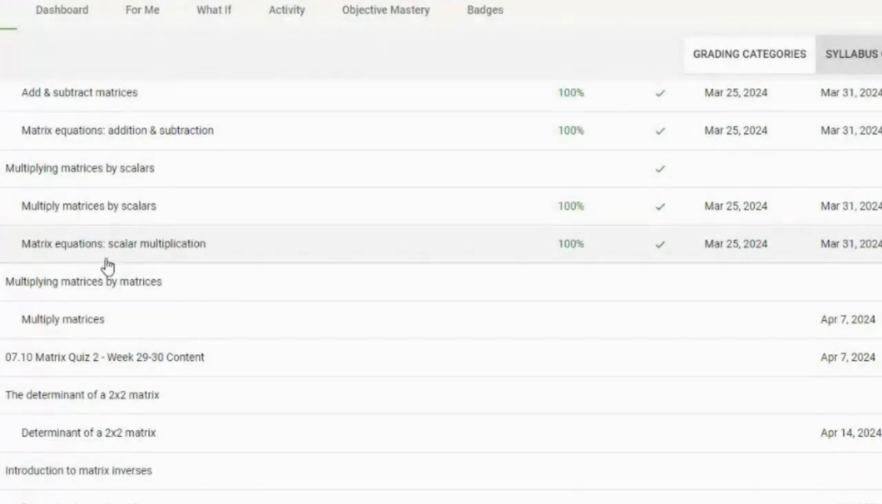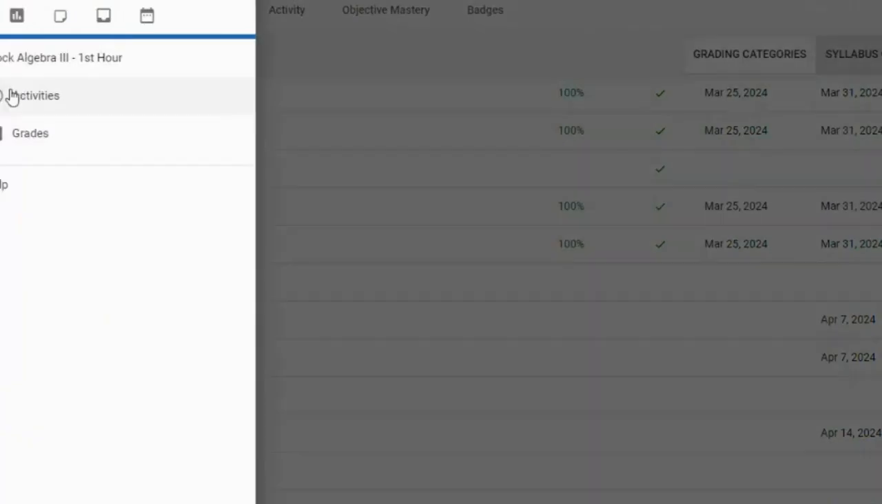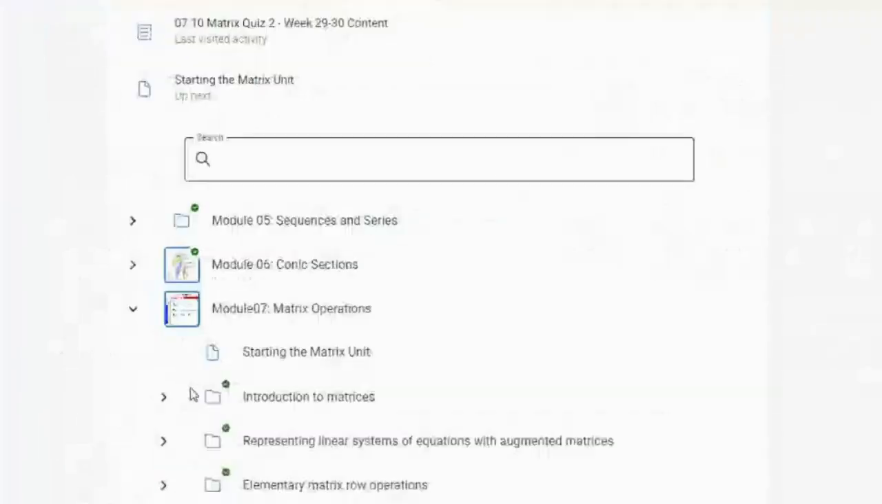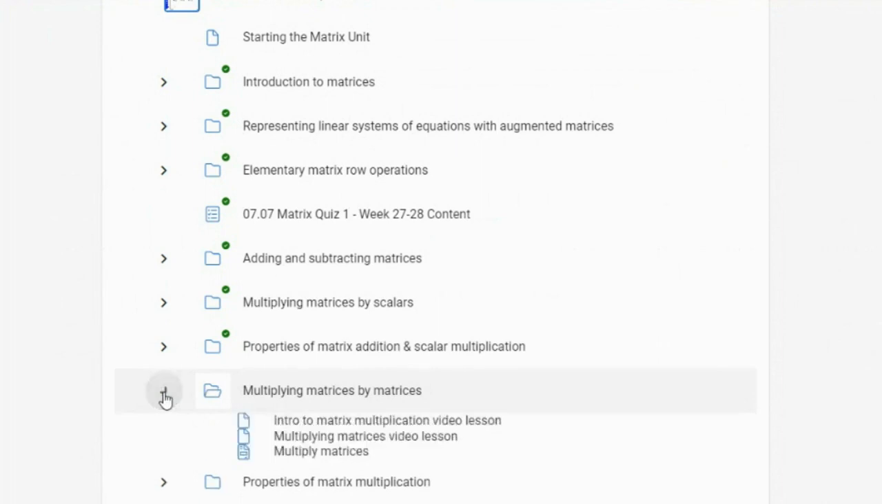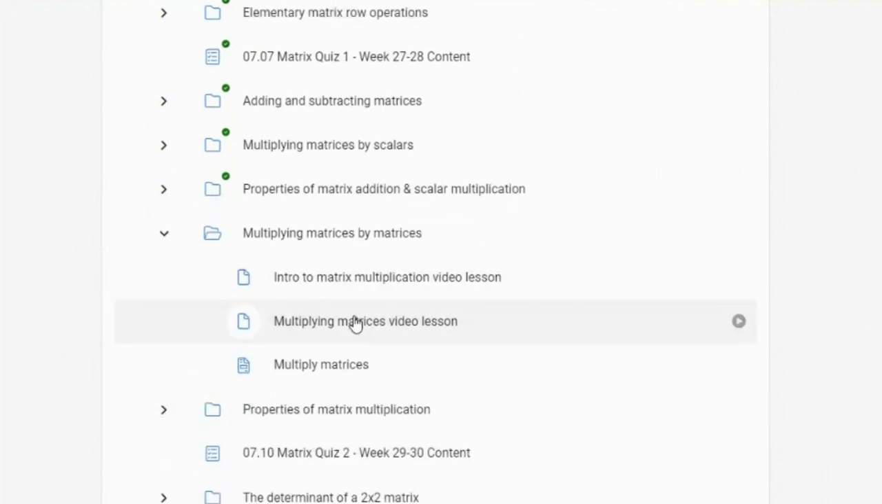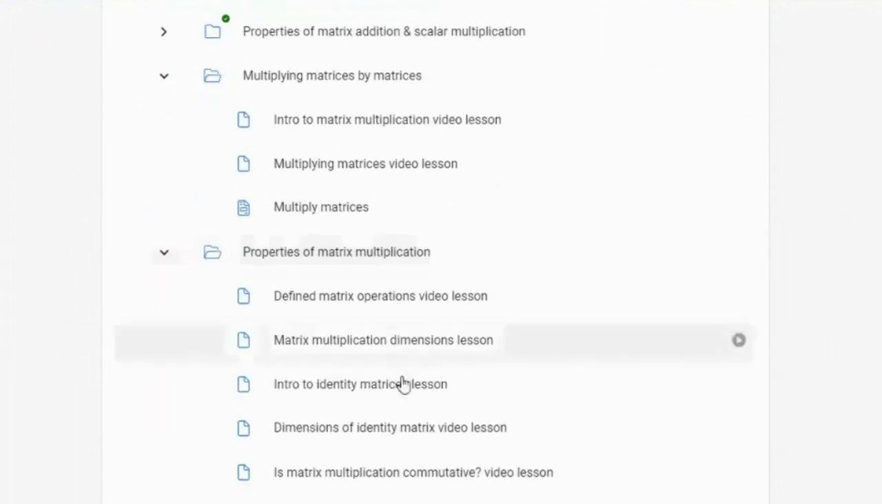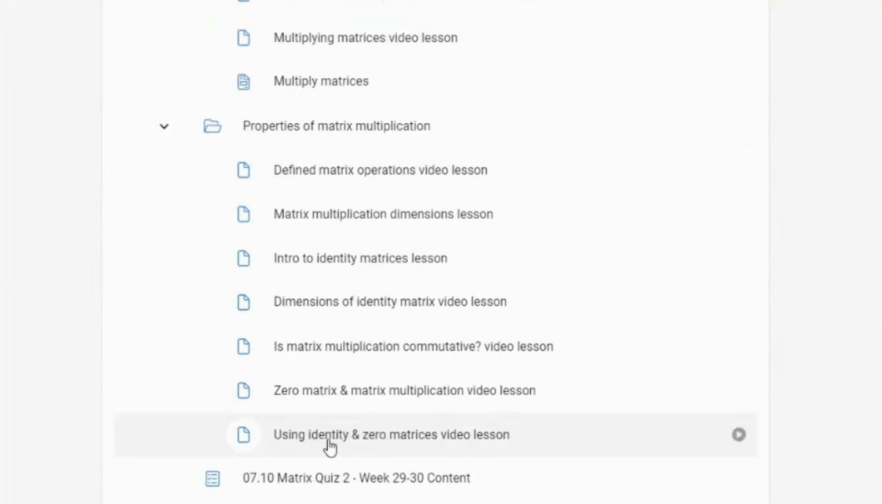And what did we do last week? Scalar multiplication. So let's go to activity screen. Scalar multiplication is right there. And look, quiz 2 is here. We got 2 folders between us and quiz 2. So we need to look at the multiplying matrices folder, which has 2 lessons and the assignment. But under properties, there's no assignments in this folder. Look, there is lots of things that need to be covered about multiplication of matrices, including identity and zero.